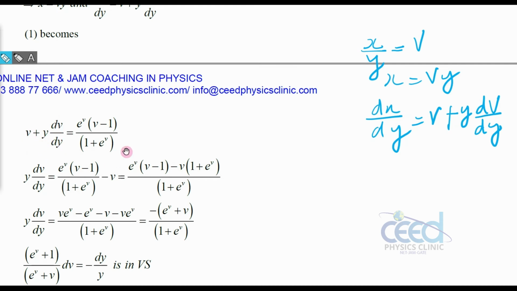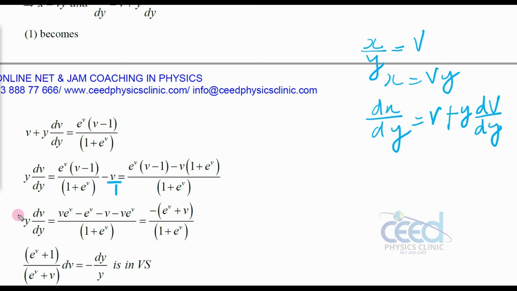This v I can take to this side. Now I am going to cross multiply, treating the other side as 1. When you cross multiply, that is e raised to v into (v minus 1) minus v into (1 plus e raised to v), divided by 1 plus e raised to v, and some terms will cancel, giving minus (e raised to v plus v) divided by 1 plus e raised to v. Now we will get this as e raised to v plus 1.